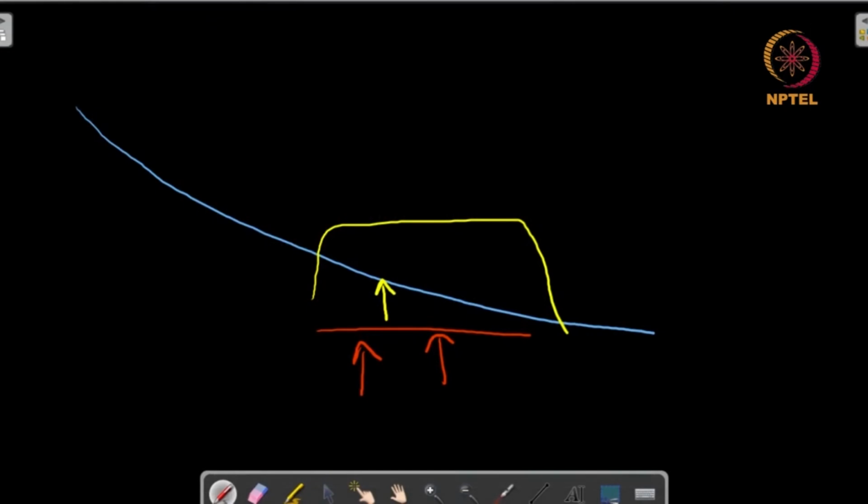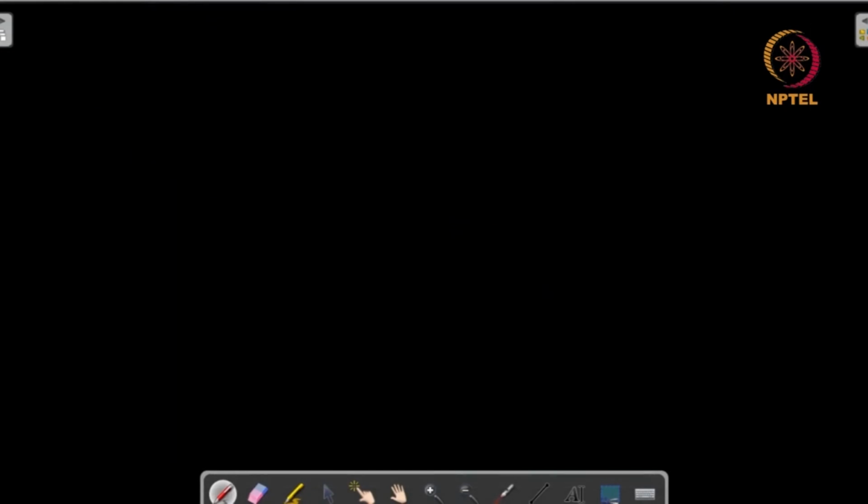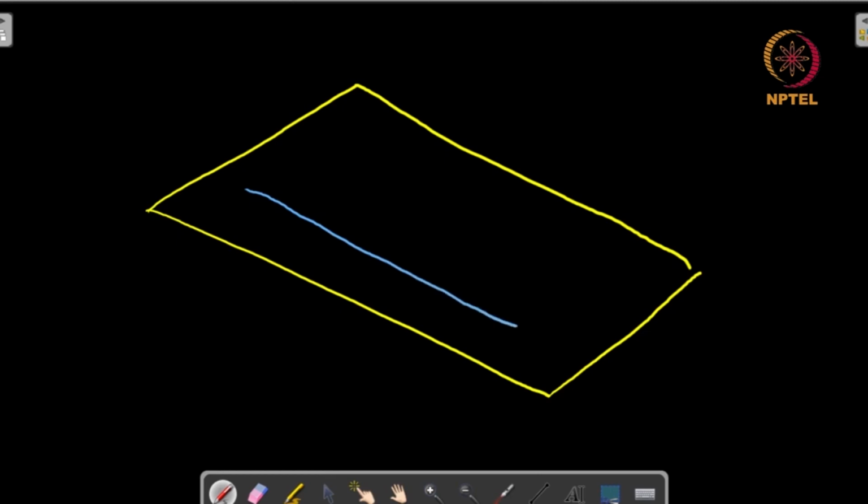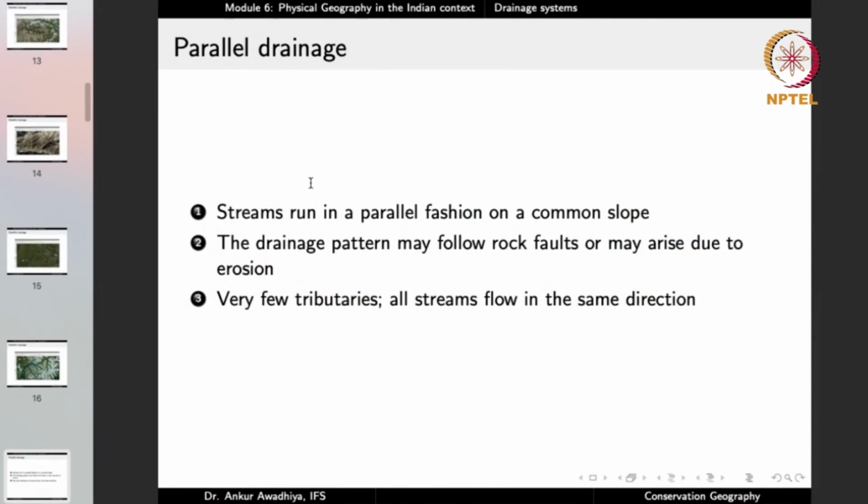So what happens in this case is that if you have a land that is greatly sloping in one direction, so suppose this is the piece of land and the slope is high. So in that case, if you release some water here, it will move along the slope. If you release some water here, it will move along the slope. And in this case, all of these different streams, they will appear parallel. So this is a parallel drainage.